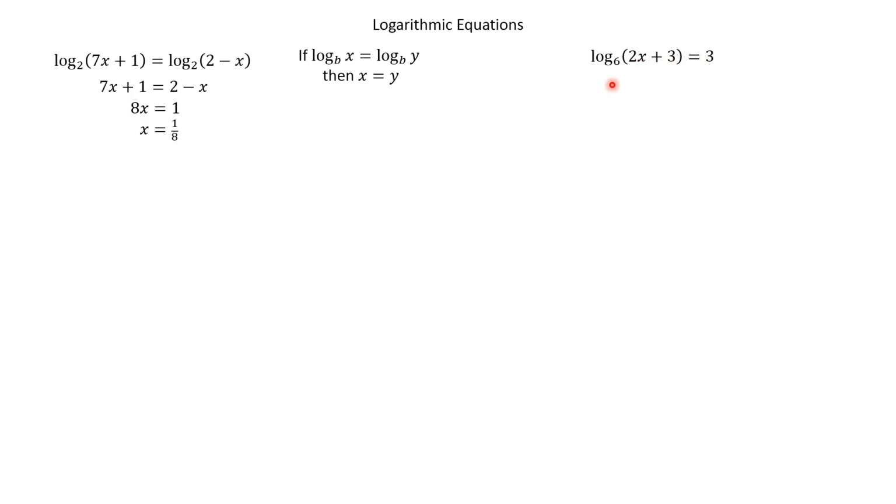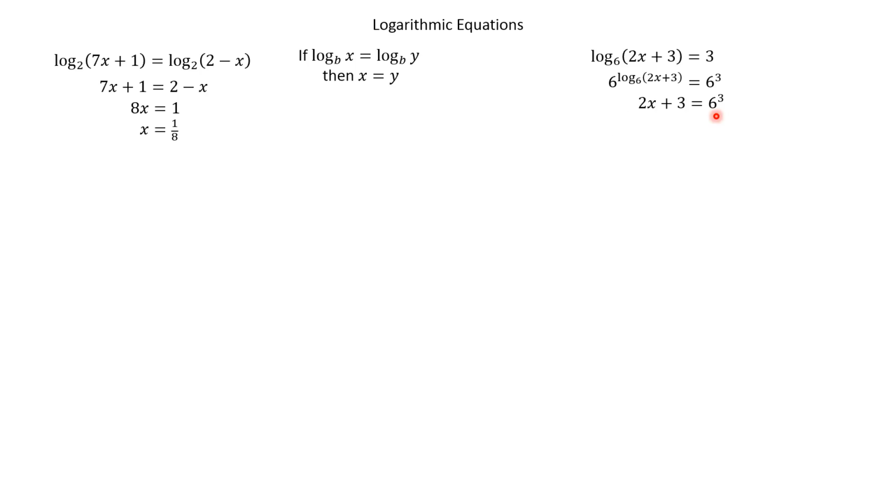Well, if we can make these the same base of that, because 6 to log base 6 of 2x plus 3 is just 2x plus 3. There's another way of looking at what we did here. All we did is we wrote this as an exponent. Doesn't this line mean 6 to the 3 equals 2x plus 3? Right, like that.